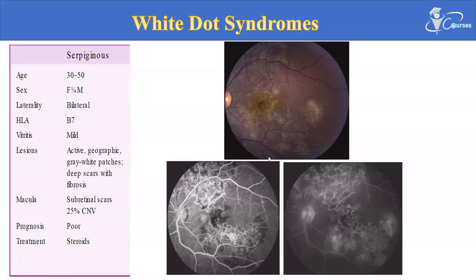The active lesions in the fluorescein angiography will show early hypofluorescence with late leakage. Here is the leakage. This is how the serpiginous choroidopathy appears. Those patients will have a poor prognosis. They can show subretinal scars, and choroidal neovascularization develops in 25% of cases. The treatment should be initiated with steroids.